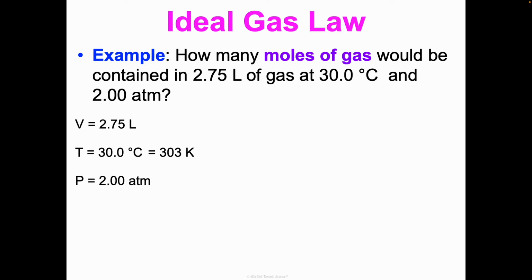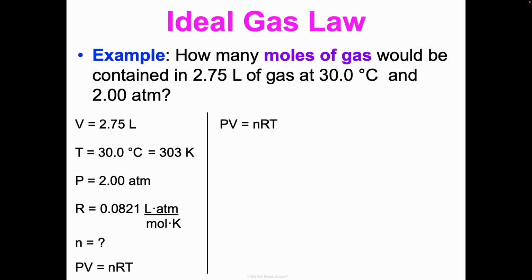We know pressure is 2.00 atmospheres. And we know the constant, the R constant, is 0.0821. We want to know n, the moles of gas. And we're going to use the equation PV equals nRT to get there. So first, y'all know I want to rearrange first. I want n to be by itself, which means I have to do the opposite of what's being done to it. It's currently being multiplied by RT, so I'm just going to divide by RT on both sides. That will cancel out the RTs on this side, and I'm left with n equals PV over RT.